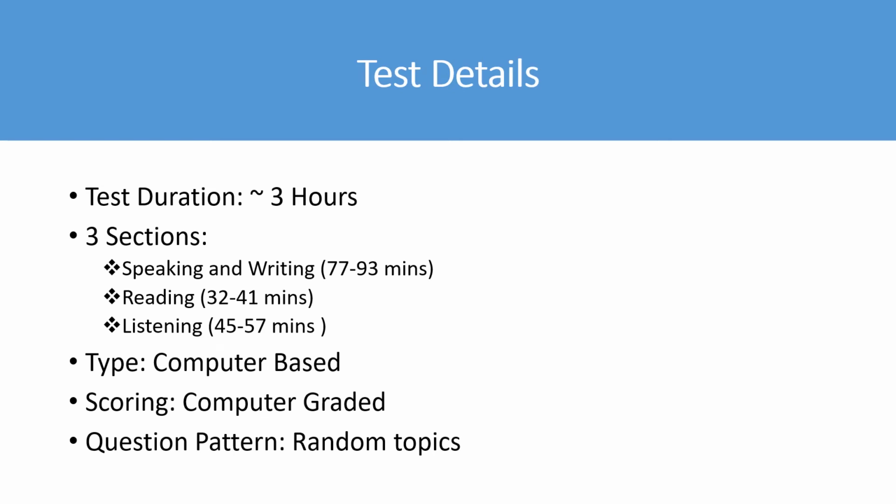Some more details about the test. It has 3 major sections. The first one being speaking and writing, nearly 40 questions with 77 to 93 minutes of time. The reading section has nearly 18 questions and the time span ranges from 32 to 41 minutes. The listening section consists of nearly 20 questions with 45 to 57 minutes of time. Scoring is computer graded and we'll discuss this in detail in coming videos. The topics for various sections are totally random, which might range from science and technology, sports, current affairs, politics, history, or anything like that.